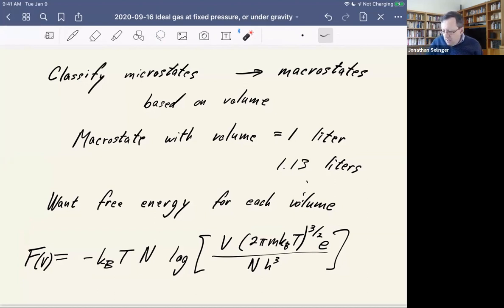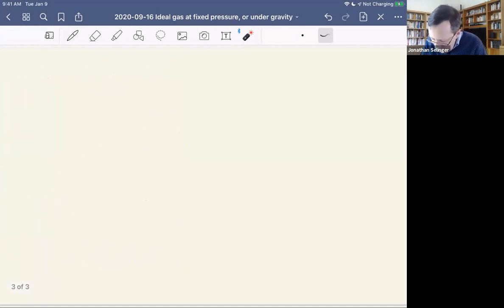Okay, now you remember when we were dealing with the magnet. The next step was to say, let's find what's the optimum value of the order parameter M, the best possible value of M that gives the lowest possible free energy. Okay? So let's try the same thing here. And so we want to know what value of the volume gives the lowest possible free energy. So let's make a plot of it.